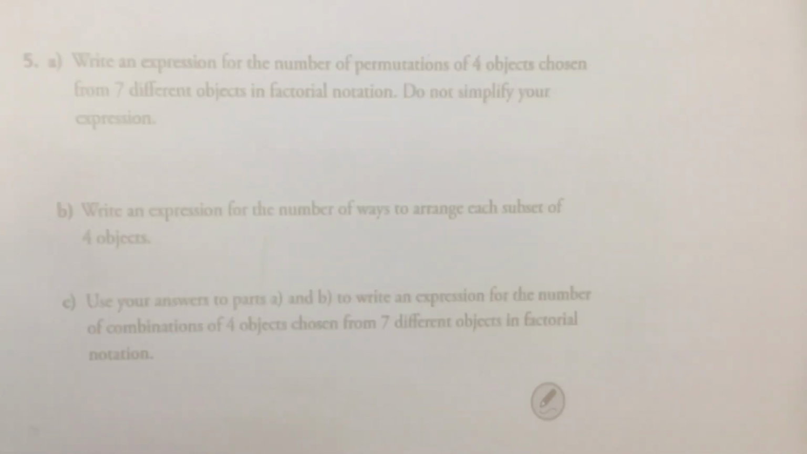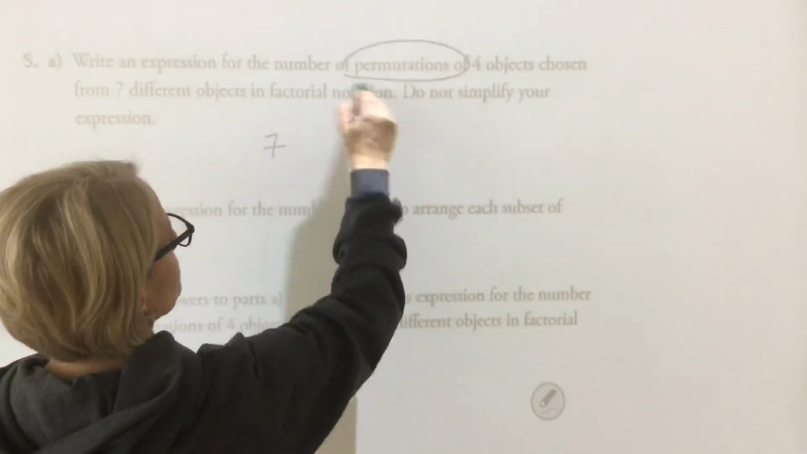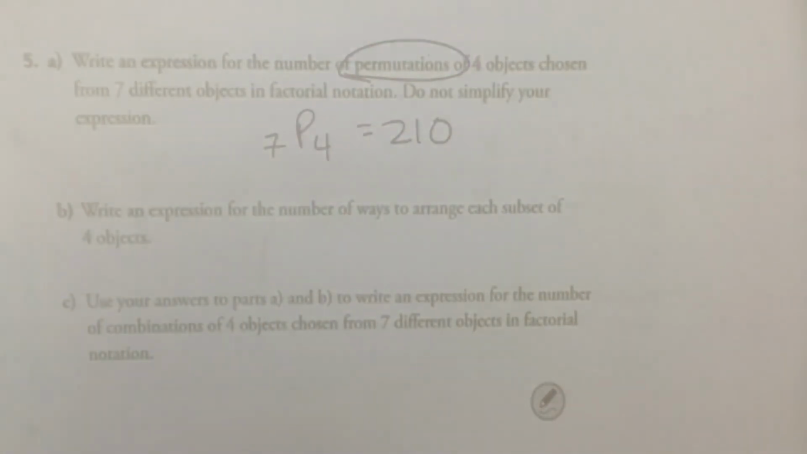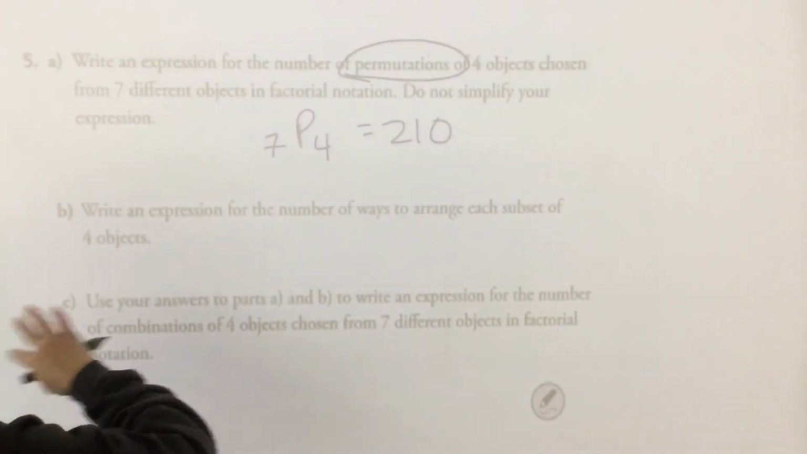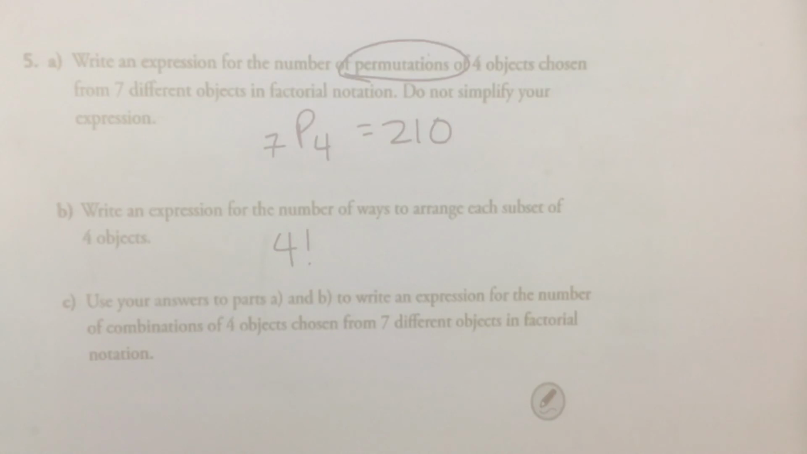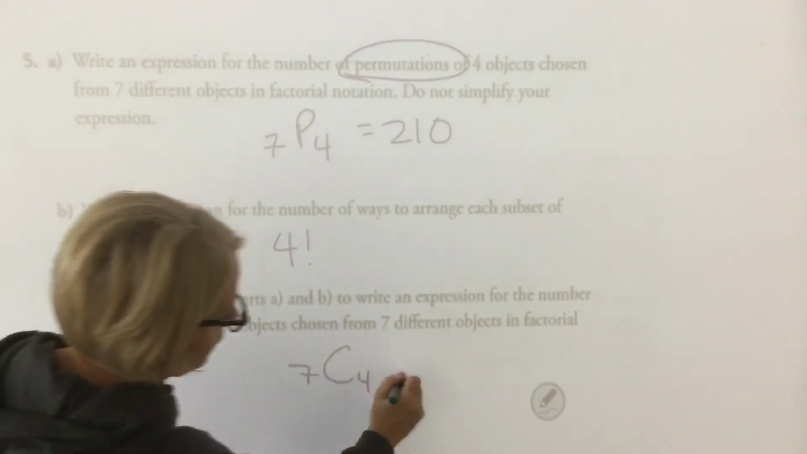And then the last one, number 5, is similar to the one before. Write an expression for the number of permutations of 4 objects chosen from 7. So you're choosing a subset, and it does want a permutation. So that's 210. Write an expression for the number of ways to arrange each subset of objects. So we're going to arrange all of the objects, 4 of them. And then use your answers to parts A and B to write an expression for the number of combinations of 4 objects chosen 7 at a time. And so that's 7 choose 4, which is 35.